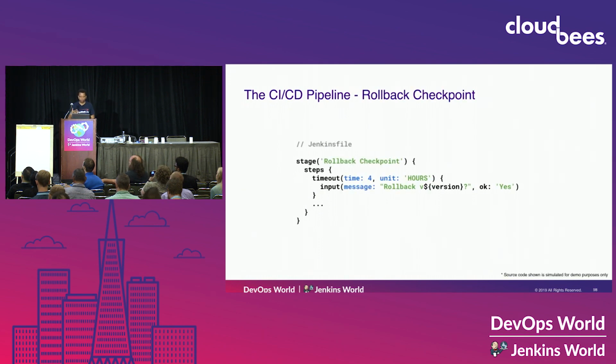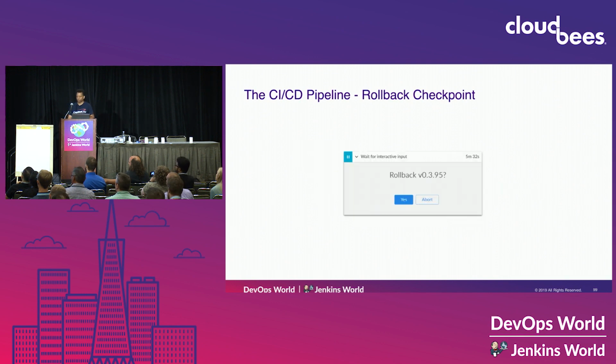So to pause the pipeline, we have an input prompt that gives us the option to roll back if we want to, and then we also wrap it in a timeout closure so that the prompt doesn't stay out there forever. You can adjust this however long you want: an hour, 2 hours, a day, multiple days. It's really up to you how you want your rollback strategy to work. But for this purpose, let's assume it's 4 hours. This is just a screenshot of what that prompt looks like in Jenkins Blue Ocean.